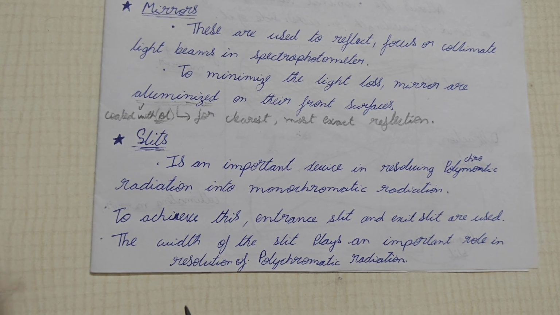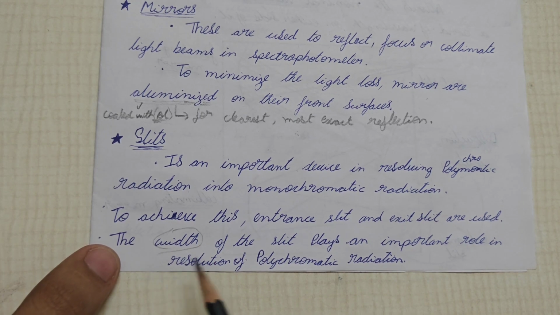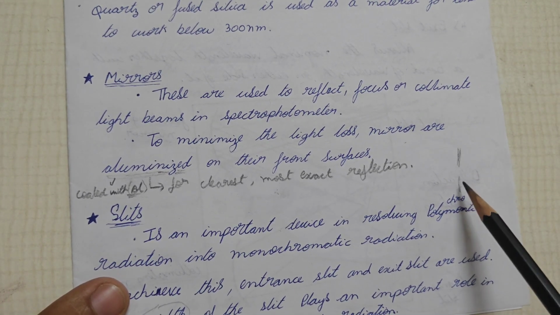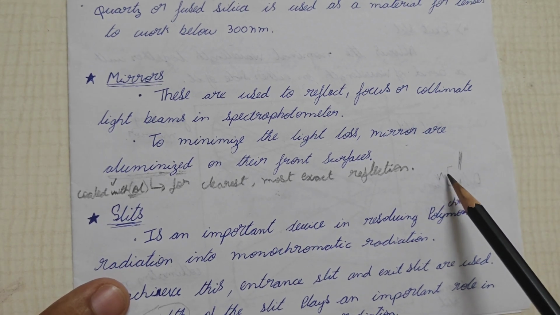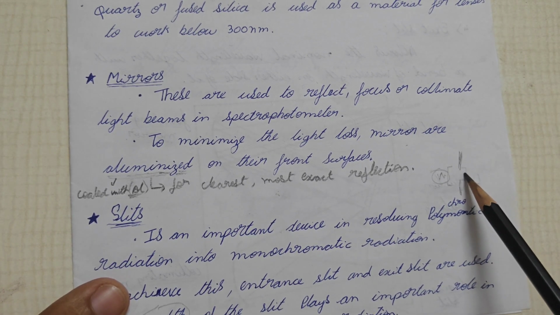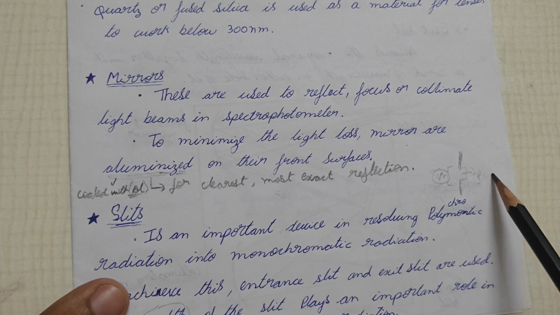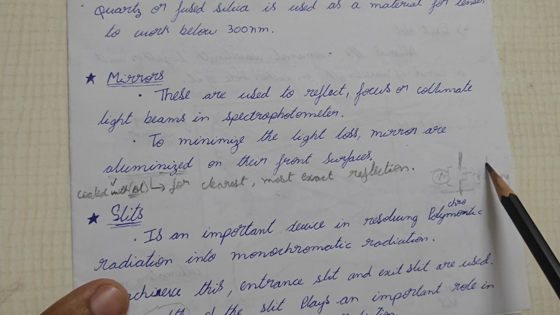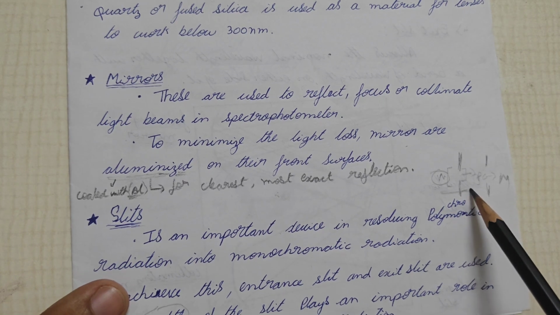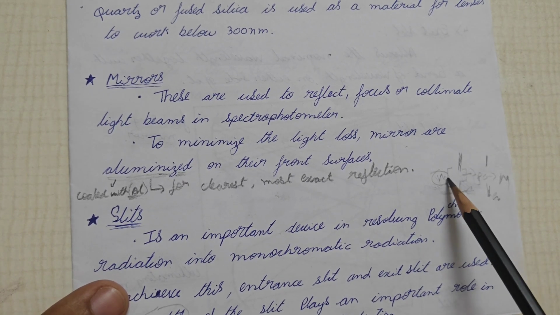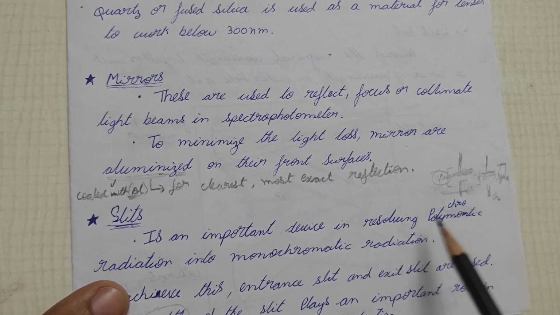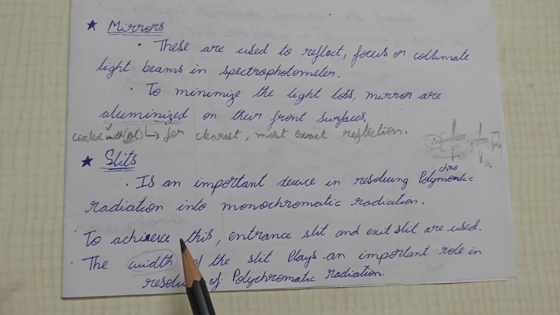Here the width is nothing but the distance between the upper and the lower edge. This is called width. This plays a major role in the conversion of polychromatic light into monochromatic light. It contains two slits, one entrance and one exit. When the light passes through, the required amount of monochromatic light goes through the sample. That's the function of the slit.